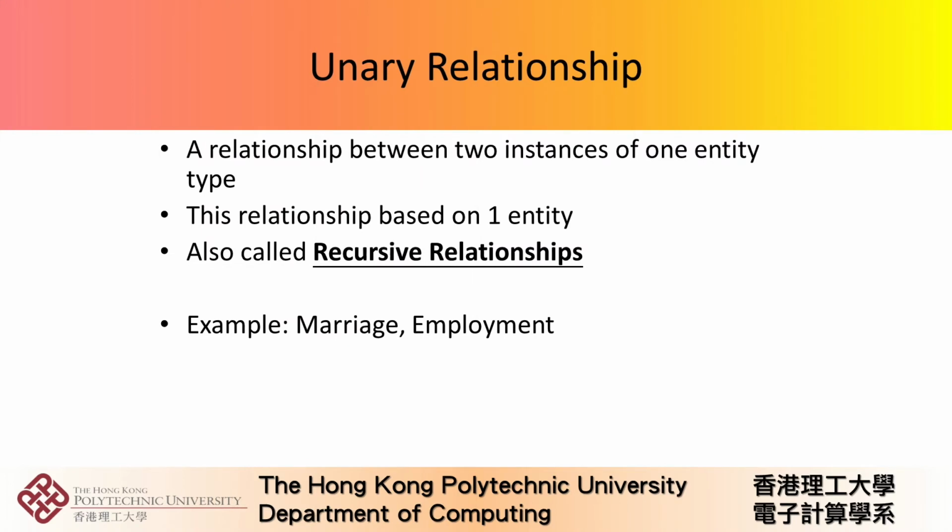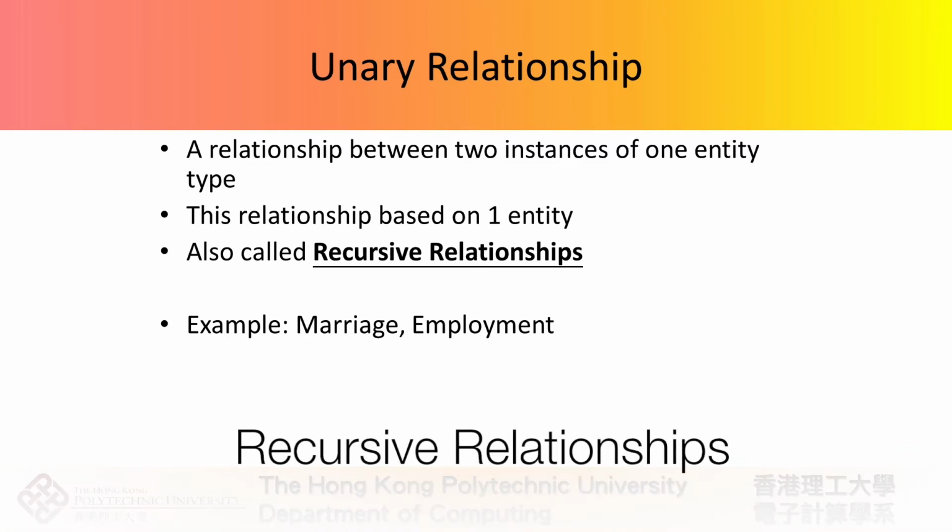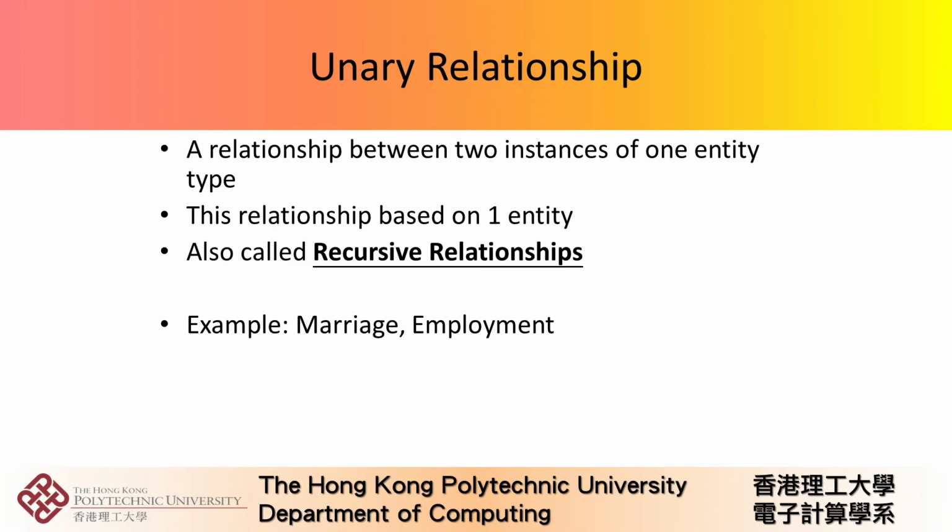A unary relationship is a relationship between two instances of one entity type. This relationship is based on one entity. It's also called a recursive relationship. We will take marriage and employment as examples.